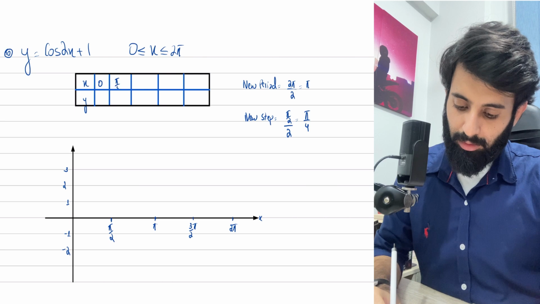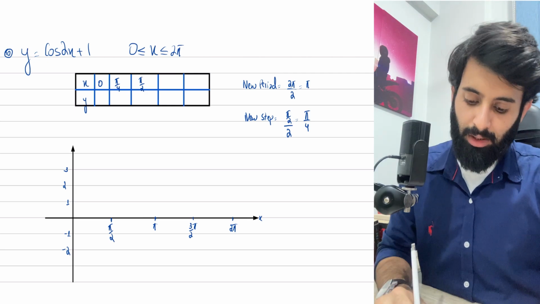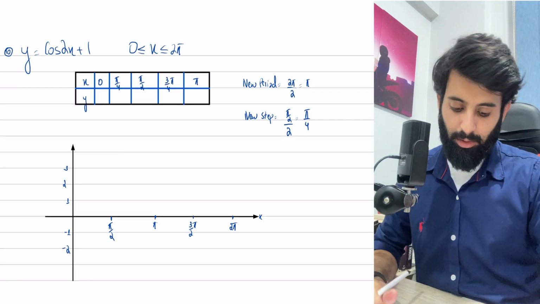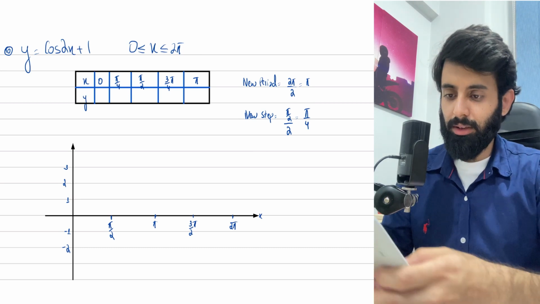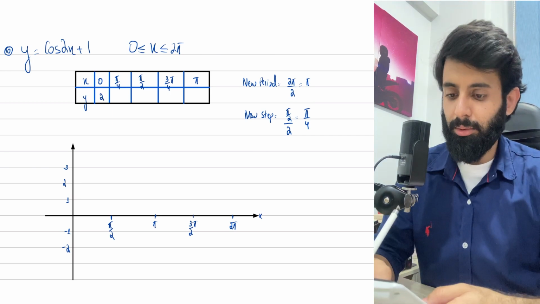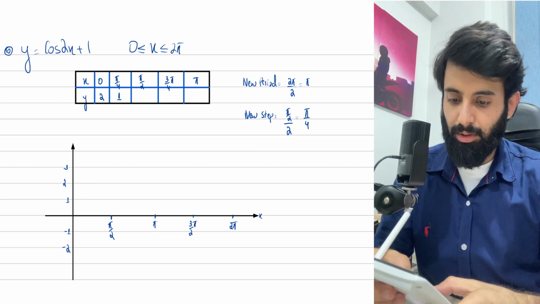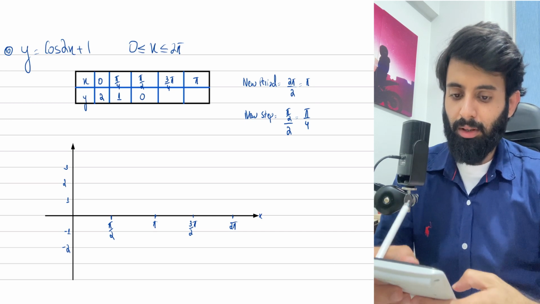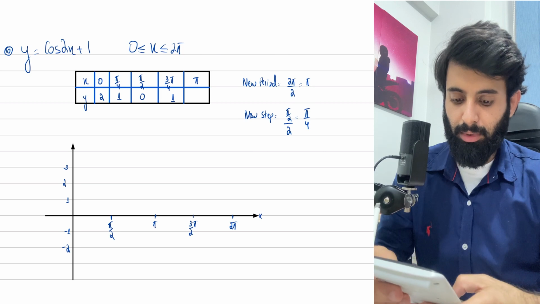So 0, and then pi upon 4, and then pi upon 2. What I'm doing is constantly adding pi upon 4 to the preceding value to get the next value, so then 3 upon 4 pi, and then pi. Now I'm going to work this out and we're going to see what the values are. You have cos 2 times 0, let's make a nice bracket for that, plus 1. So at 0, you have 2. Now I'm going to replace 0 with pi upon 4. At pi upon 4, we have 1. Then we replace pi upon 4 with pi upon 2, where we have 0. Then we replace pi upon 2 with 3 upon 4 pi, so we have 1.